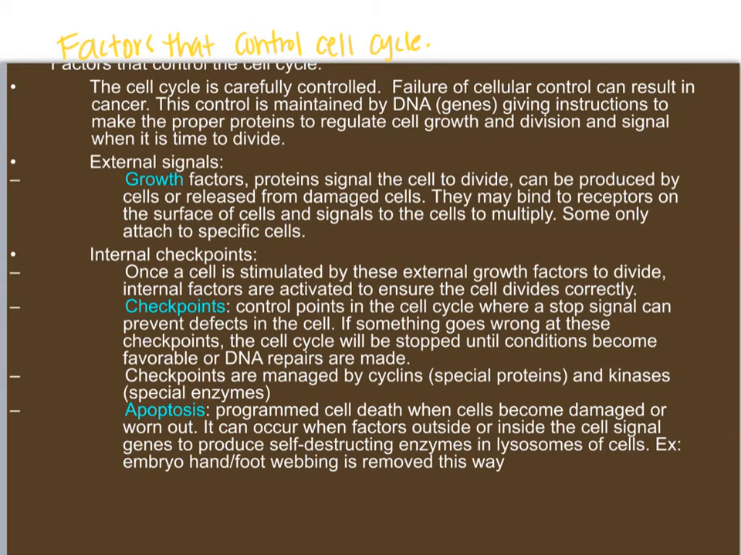So there's a couple different factors that help control this. First off is external signals. So I guess we could say factor number one would be external signals. These are things outside of the cell that help signal when the cell should divide. Growth factors are one example of this. These are certain proteins that signal the cell to divide or go through mitosis. And this can be produced by cells or released from damaged cells. So you might wonder why your bones don't continually grow, but if you break a bone, then they'll grow. Well, that's because when you break a bone, those damaged cells that were broken are going to release a growth factor.